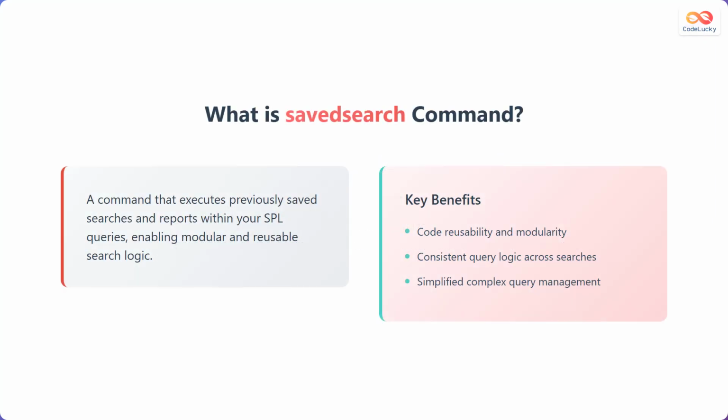The savedsearch command is a tool that executes previously saved searches and reports within your SPL queries. It enables modular and reusable search logic, which means you can build complex searches by combining smaller, predefined components. The key benefits include code reusability and modularity, consistent query logic across searches, and simplified complex query management. This approach helps maintain consistency and reduces the need to rewrite common search patterns.